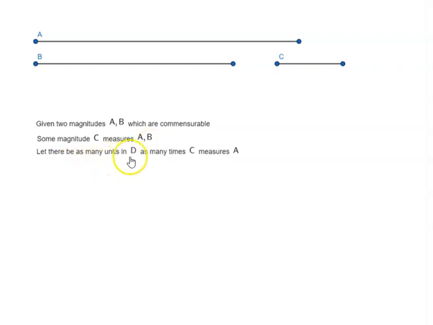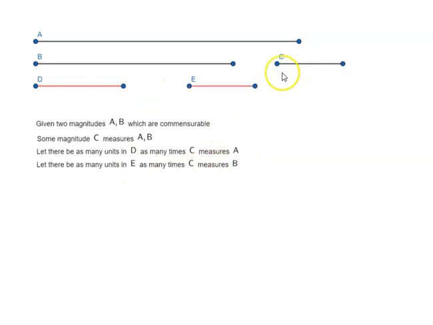Let there be as many units in D as many times C measures A. So C measures A some number of times. We are going to create D which will have that many number of units. So let me bring in D now. So D has the same number of units that A has of C. Similarly, let there be as many units in E as many times C measures B.